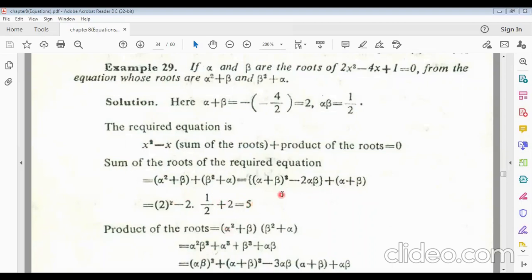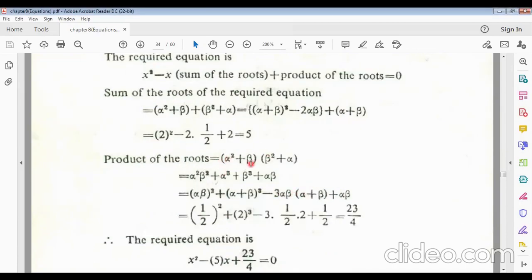Now what will be the product of the roots? Alpha square plus beta into beta square plus alpha. Multiplying, alpha square into beta square is alpha square beta square, alpha square into alpha is alpha cube, beta into beta square is beta cube, and beta into alpha is alpha beta. Now there is a formula: a cube plus b cube is a plus b whole cube minus thrice ab into a plus b. Just using it here. Alpha square into beta square is alpha beta whole square, and this is alpha beta.